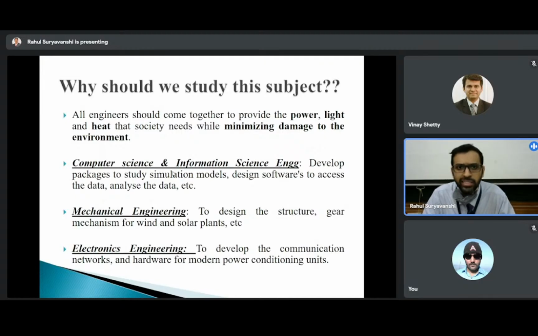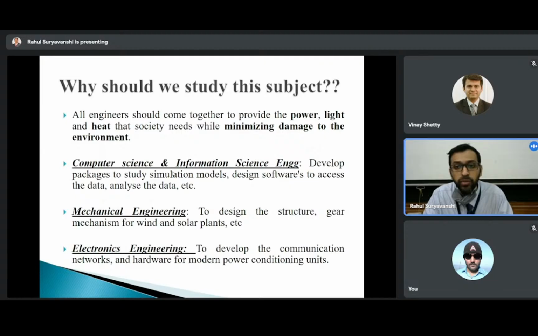So just to clarify one statement, it says that all engineers should come together to provide the power, light, and heat that society needs while minimizing the damage to the environment. So the most important role of an engineer today is to come together and collaborate. That is interdisciplinary work. So collaborate amongst ourselves, come up with new ideas, learn things, and then come up with such innovative ideas which are going to help us to take care of this mother earth.